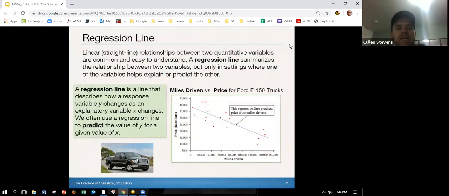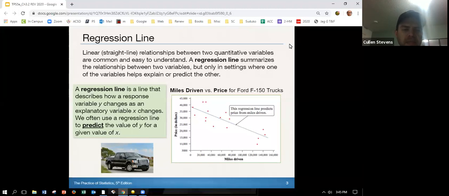So the first thing we want to talk about is, what is the regression line? Depending on when you came through Algebra 2 or what they were focusing on, you might have also heard this as a line of best fit. When you have a straight line or a linear relationship between two quantitative variables, it's very easy to understand. A regression line summarizes that relationship between them, but only in settings where one variable helps explain or predict the other.